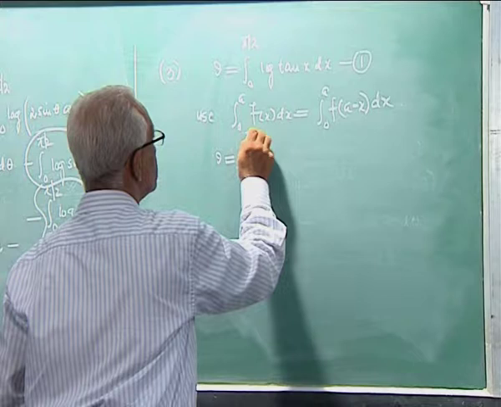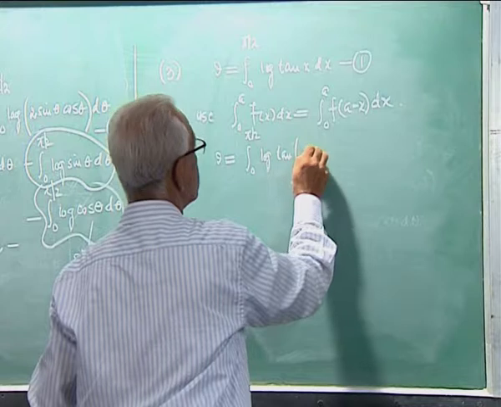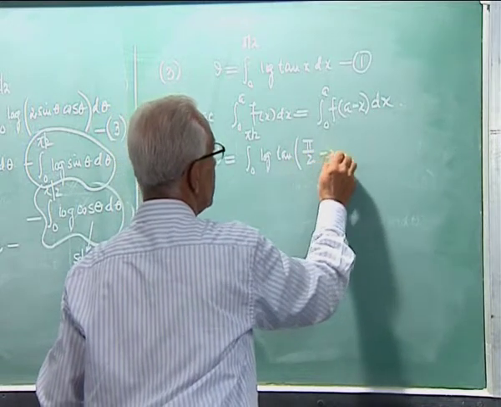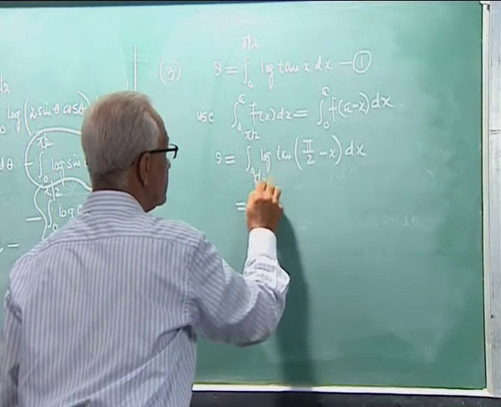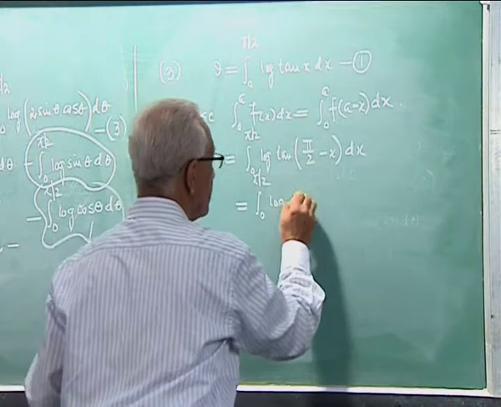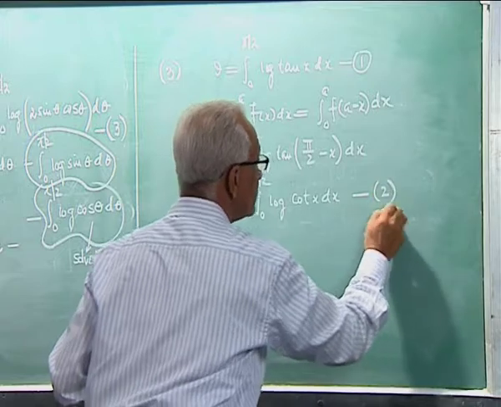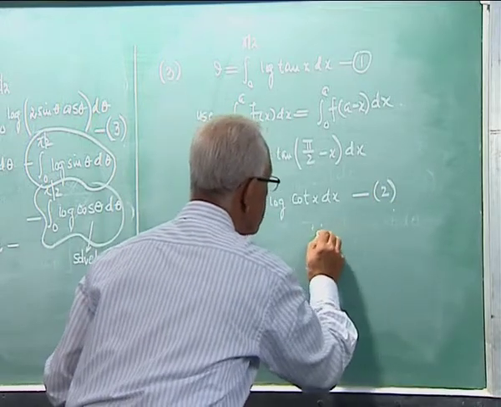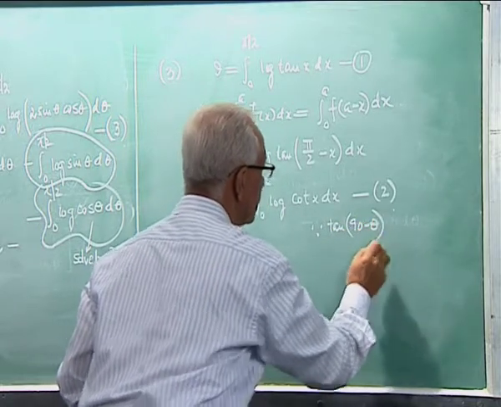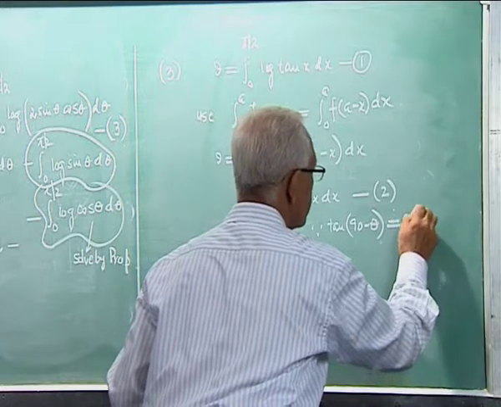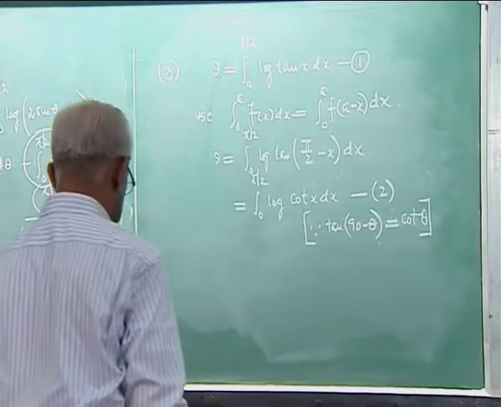So the integral now changes to 0 to pi by 2 log of tangent of pi by 2 minus x dx. To solve it, allied angles again, 0 to pi by 2. This will give me log of cot of x dx. This I will be calling second. I write for your reference the reason: tangent of 90 minus theta is equal to cot theta. Tangent of 90 minus theta is this.